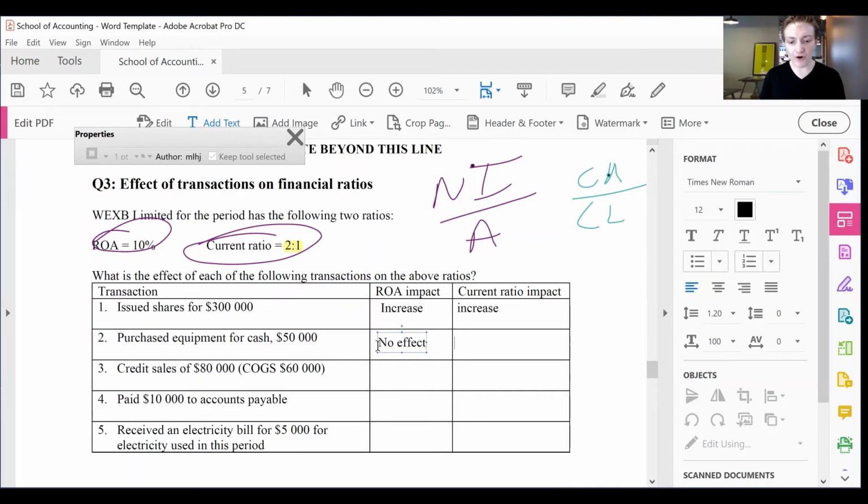For the current ratio, what would happen here? Well, we've lost 50K in cash. So our current ratio is going to go down. As a result, the current ratio decreases. There's been no change here in our liabilities.